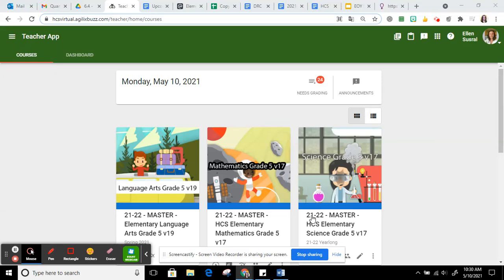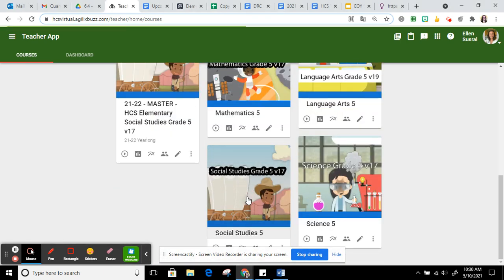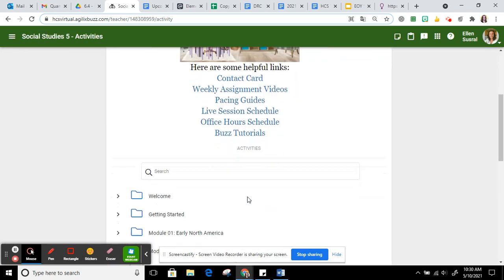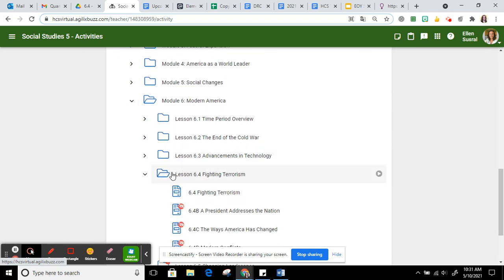Hi, boys and girls. I'm going to go ahead and show you where you can find your assignment for 6.4 in social studies called Fighting Terrorism. You're going to go to your social studies course and scroll down to the HTS supplemental resource folder. We're looking at module 6 and we're looking in lesson folder 6.4 Fighting Terrorism.